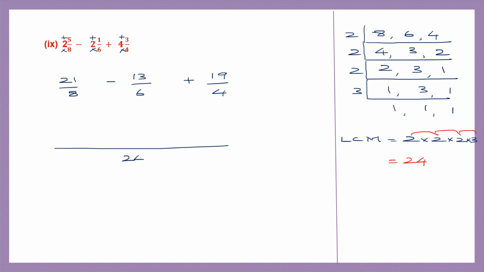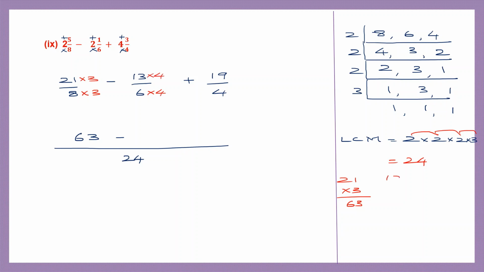Now all denominators have become 24. How did that happen? When you multiply 8 threes, it's 24. Now multiply 21 into 3. So let's do that. 21 into 3. 3 ones are 3, 3 twos are 6. So we have 63 here, minus 6 into what is 24? 6 fours are 24. Let's multiply.